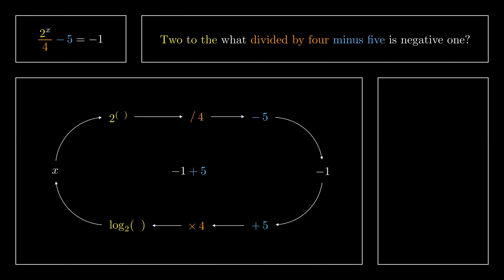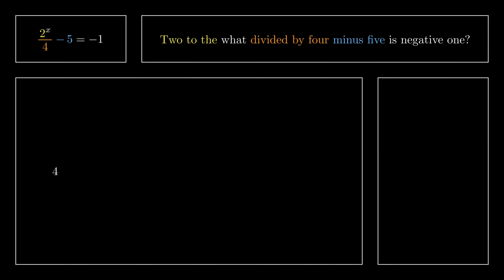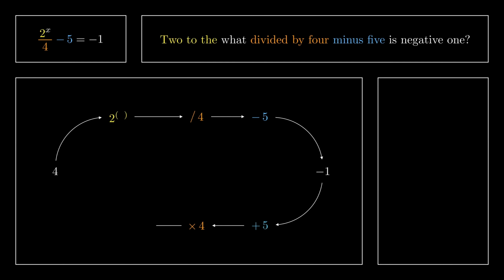Start with -1 plus 5. That's the same thing as 5 minus 1, which is 4. Multiply that by 4 gives us 16, and then we need to take the log base 2 of that. Log base 2 of 16 is 4. That is the answer. Let's check it. 4 exponentiated base 2 is 16, divided by 4 is 4, minus 5 is -1. -1 plus 5 is 4, times 4 is 16, log base 2 of 16 is 4.